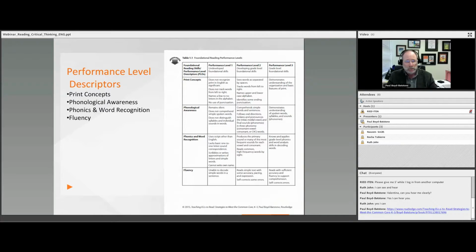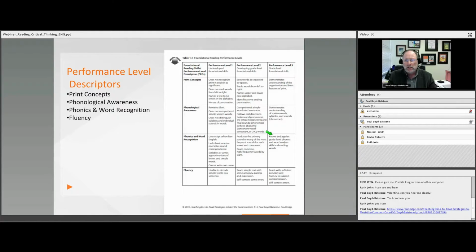And here they are. You'll notice, and this is available via the link that I've supplied, I've got performance levels. Let me use an arrow to point here. I've got performance level 3 down the right-hand column. For example, in print concepts, a grade-level expected performance is that the student demonstrates understanding of the basic organization and features of print. For phonological awareness, that the student demonstrates understanding of spoken words, syllables, and sounds, or phonemes.